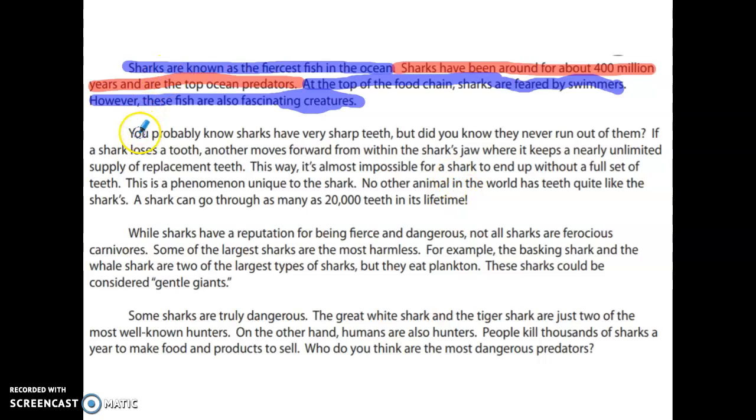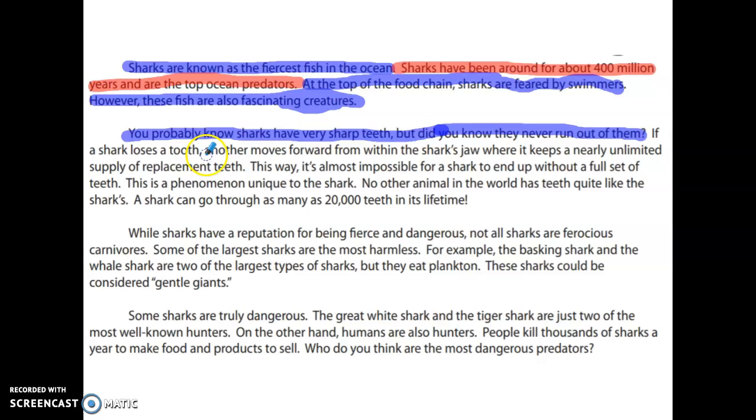All right, let's look at the first sentence. You probably know sharks have very sharp teeth, but did you know they never run out of them? This is an important fact. However, I think I can use a sentence that has more information. So I'm going to highlight this in blue as unimportant.